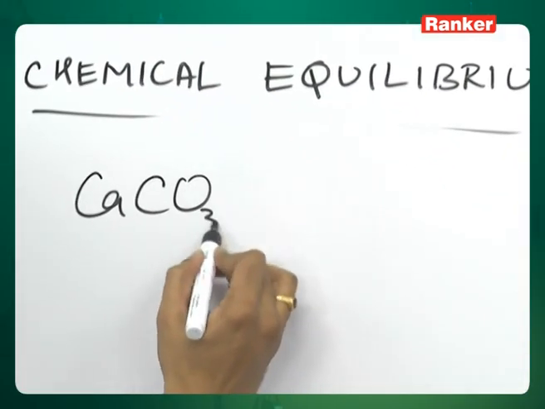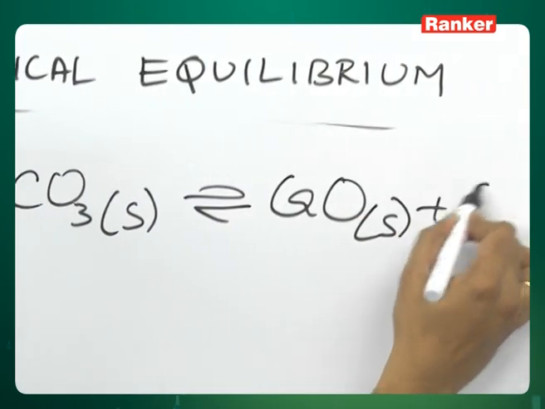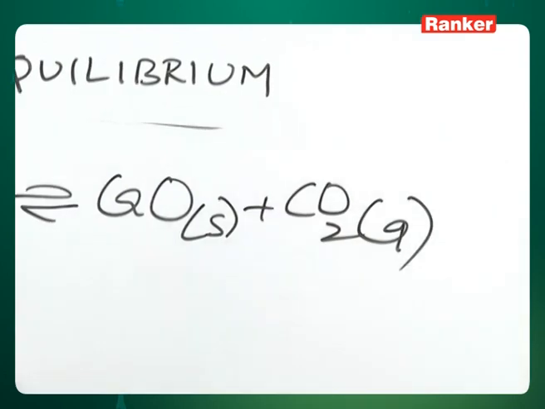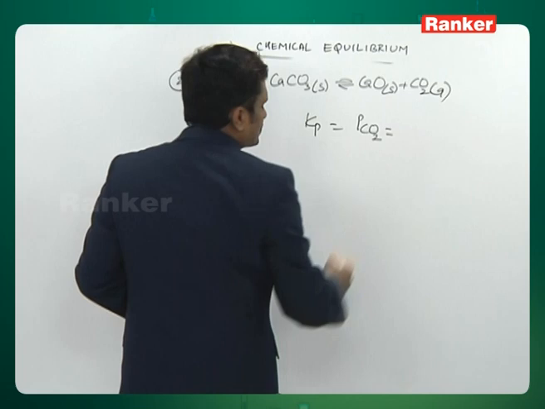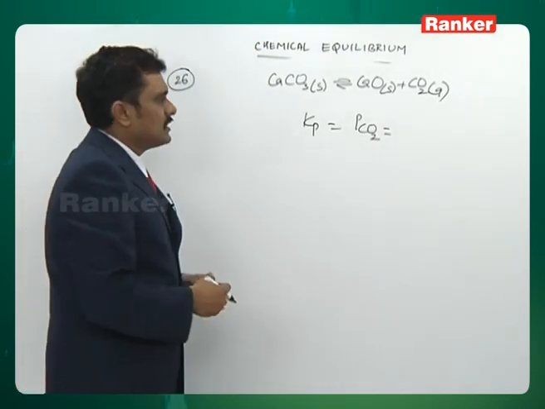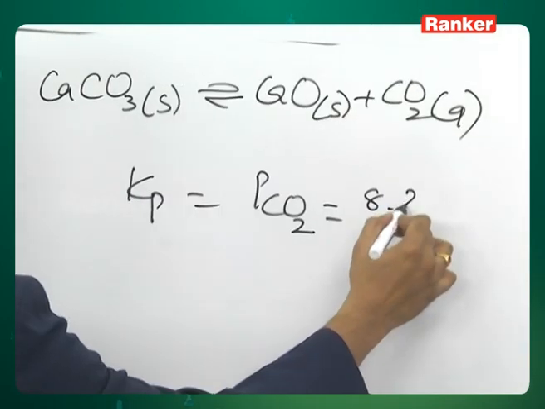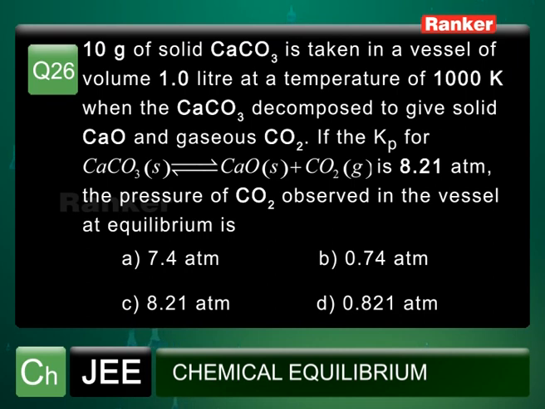When CaCO3 reaches equilibrium, we have no ambiguity in writing the Kp for this equilibrium as the partial pressure of CO2, since it is mentioned that this reaction has reached equilibrium in that particular vessel and the Kp value happens to be the partial pressure of CO2. So the correct answer for this question is option C.